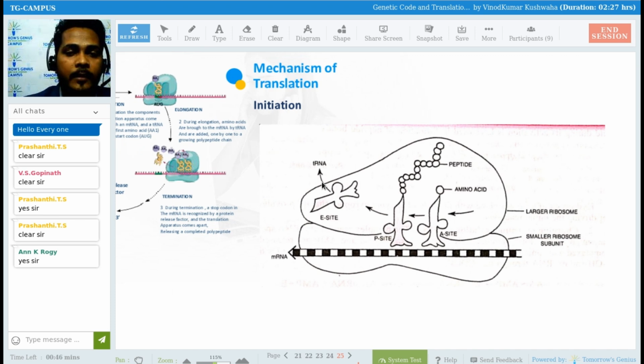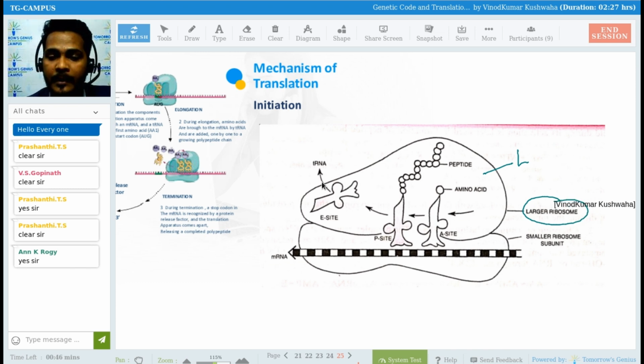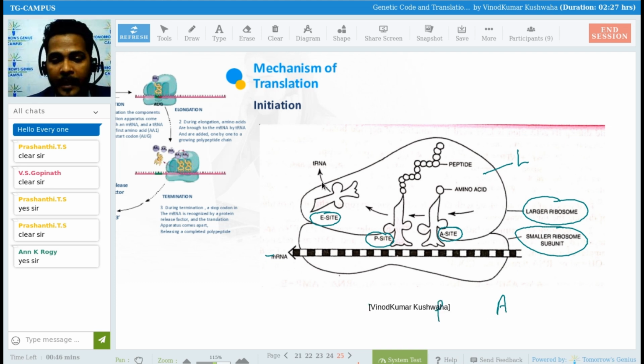Yes. Now this is the ribosome. This is the smaller, this is the larger ribosome subunit, I can write it as the large subunit, and this one is the smaller ribosome subunit, and this is the mRNA. Now here you can see in this mRNA, along with the ribosome bound, there is written A site, P site, and E site. These three sites are important. What is the meaning of A, P, and E?